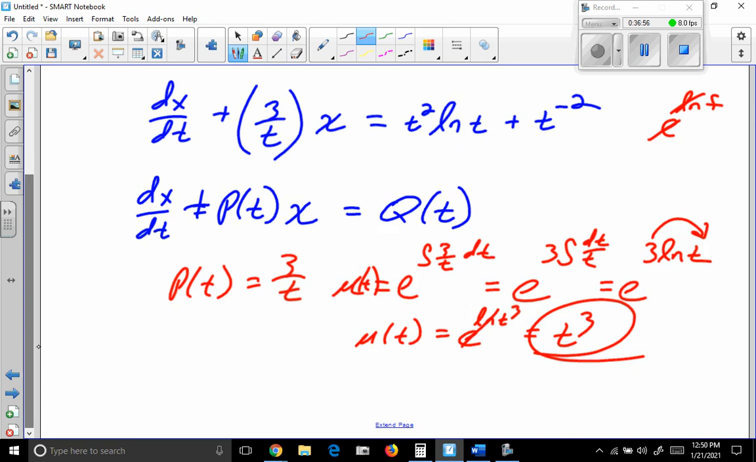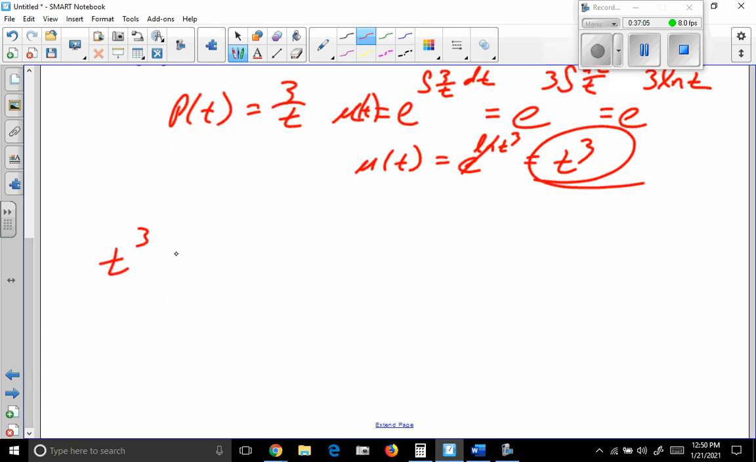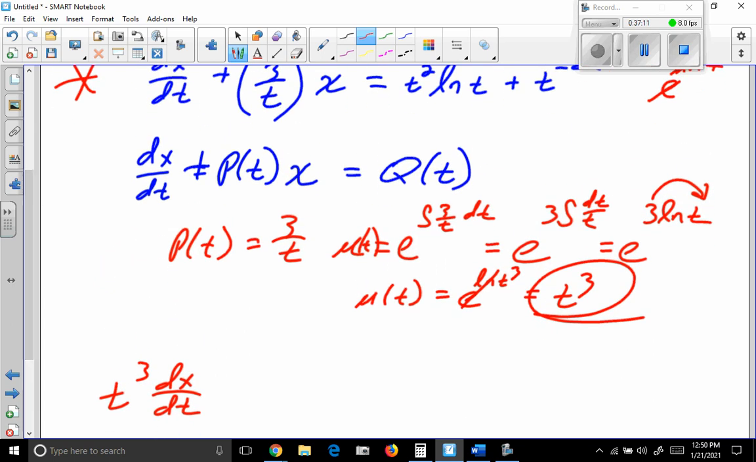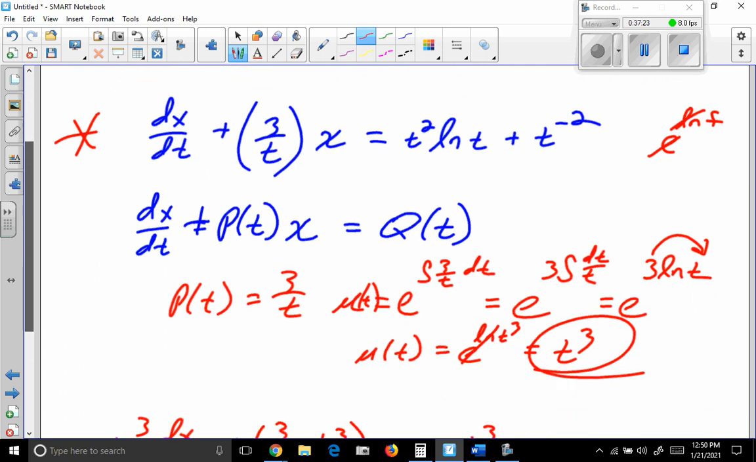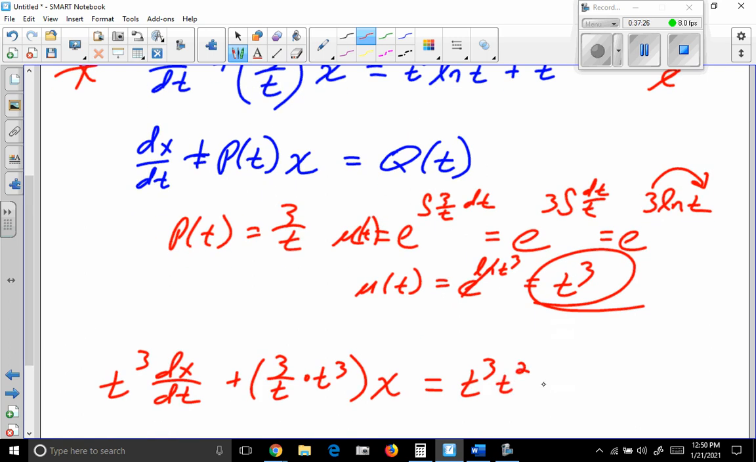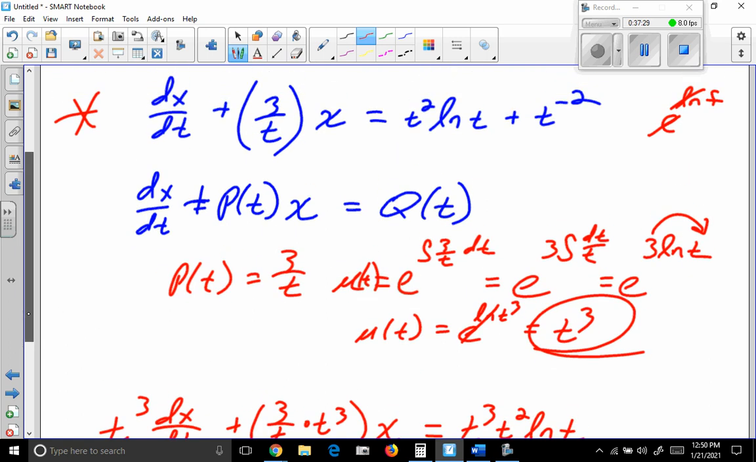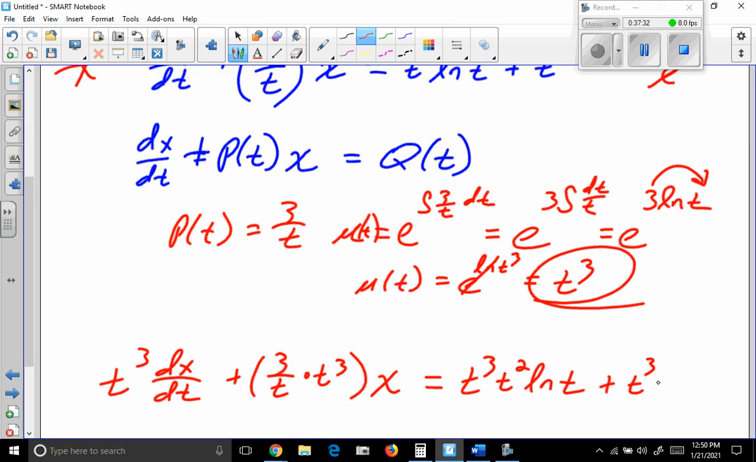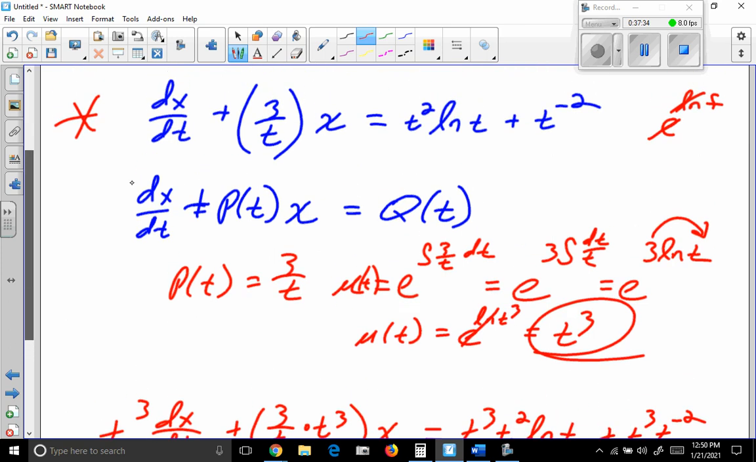All right, so now that we have this, we multiply our differential equation that was in standard form by our integrating factor. So we have t cubed dx dt plus 3 over t times t cubed times x, and then we're going to multiply the other side by t cubed times t squared natural log t plus t cubed times t to the negative 2. So each term we're multiplying by t to the third.